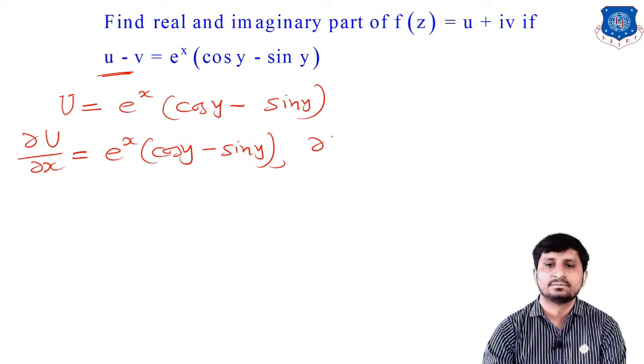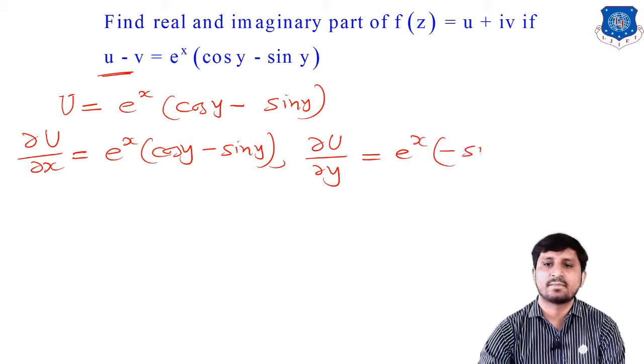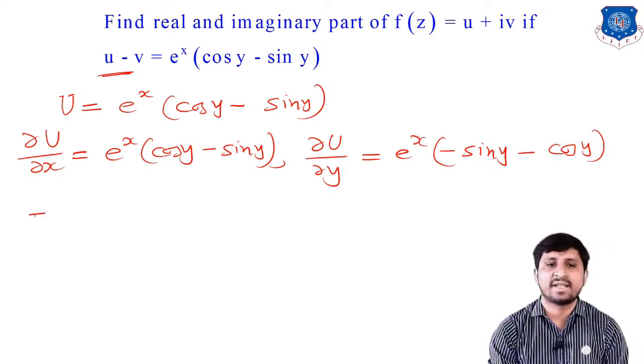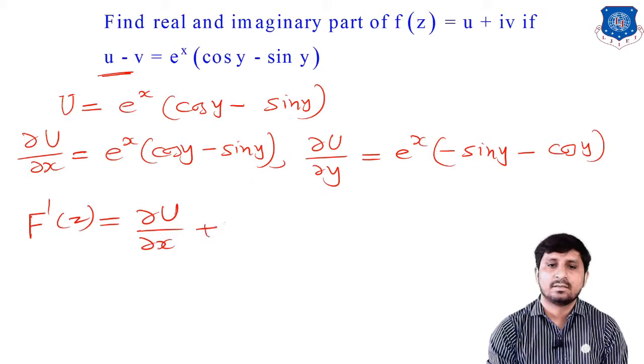Okay, that is e raised to x as it is, and the differentiation of cos y is minus sin y, and the differentiation of sin y is cos y. So minus cos y. And now I want to find F dash z, capital F dash z. Okay, capital F dash z, that is del U by del x plus i del V by del x.